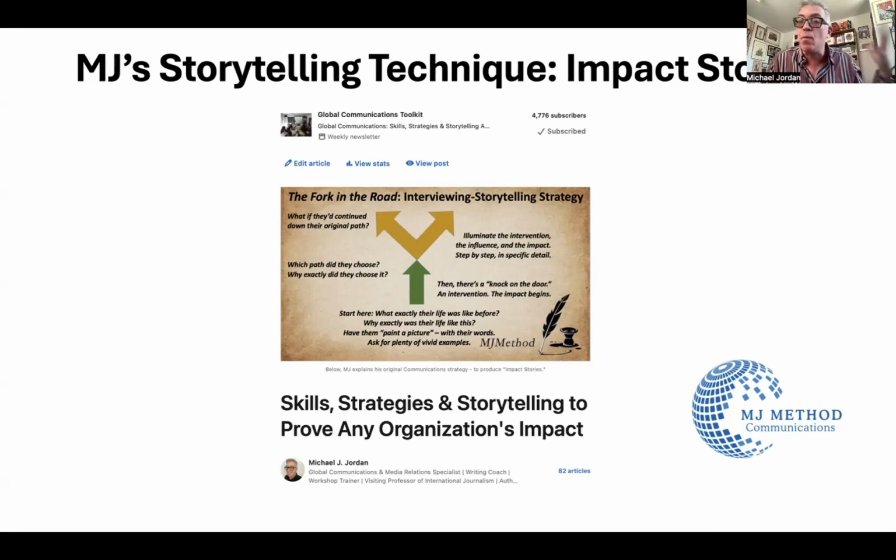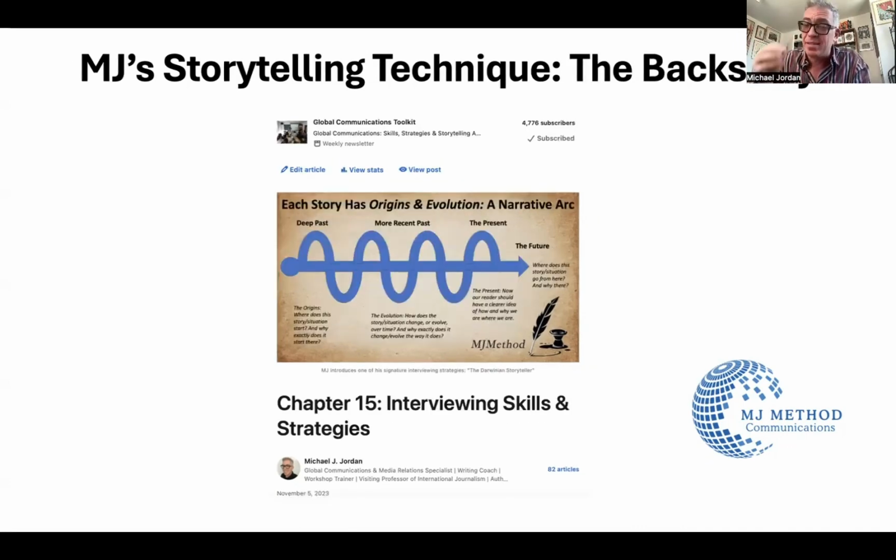Or if we, working for a company and organization, we want to bring to life our impact, then I came up with an idea. Or then working with a team, I did this because, and with this result, then I did that because with that result. This is another diagram I came up with. This is also part of that storytelling, which I call the Darwinian origins and evolution. This classic story of the before and after.